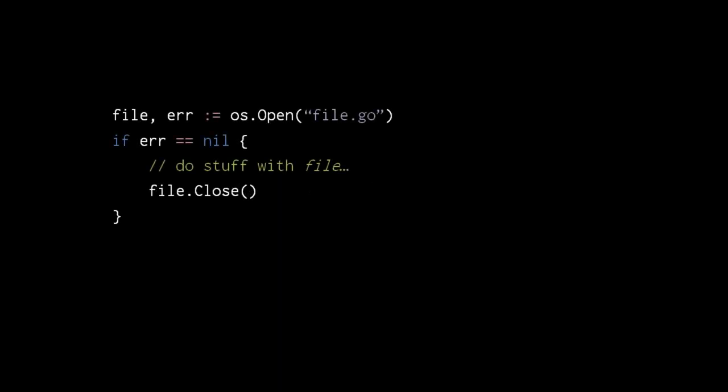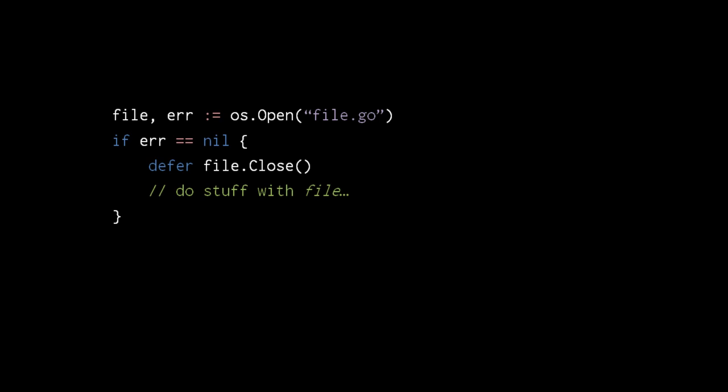A defer statement allows us to queue up function calls that run only once the enclosing function returns. This can be useful when cleaning up resources like files. Here, we open a file, check that the file opened successfully, and if so, then do stuff with the file before finally closing it once finished. A problem with this arrangement, though, is that errors might occur as we work with the file, and so we might end up returning from the function early before closing the file.